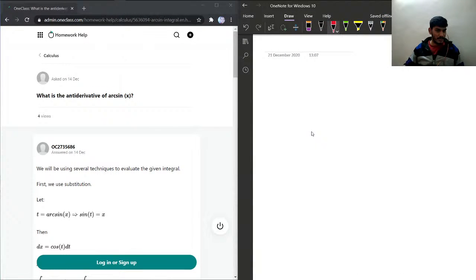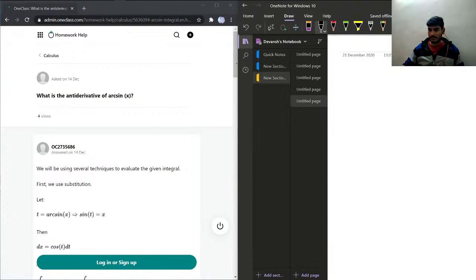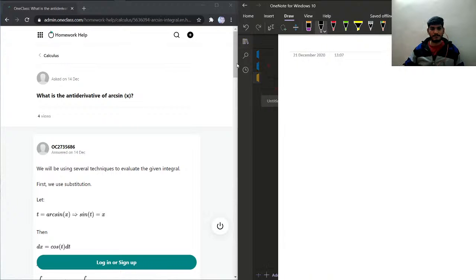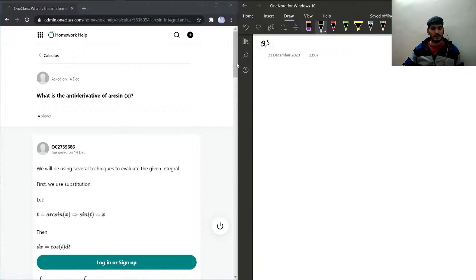Now we have the antiderivative. This was question number 1, 2, 3, 4, 5. Question number 5. So we need to find the antiderivative, or integral, of sine inverse of x.